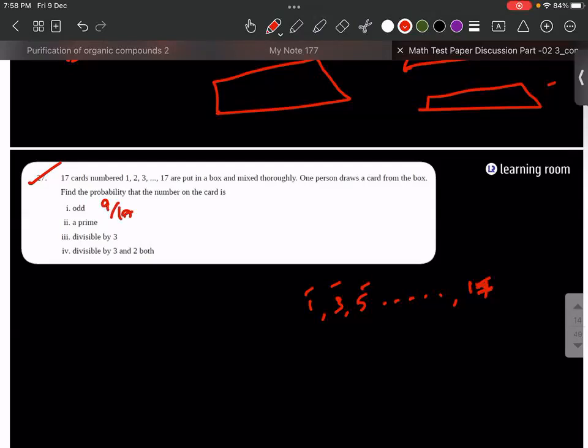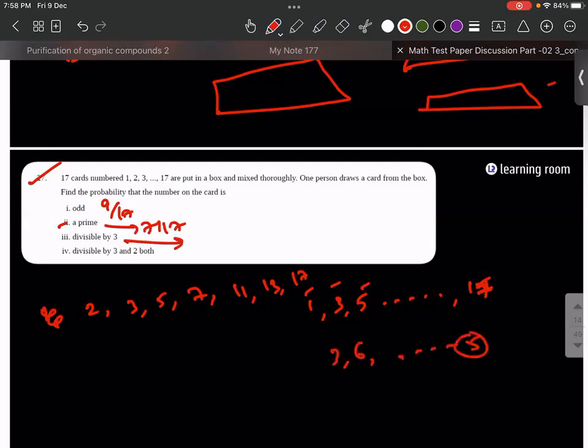Similarly, find the probability that the number is a prime. So how many prime numbers are there? 2, 3, 5, 7, 11, 13, 17. That is 7, so 7 by 17. Number divisible by 3: 3, 6, 9, 12, 15, so it is 5 by 17. Number divisible by both 3 and 2: 2 by 17. What are the numbers? 6 and 12.